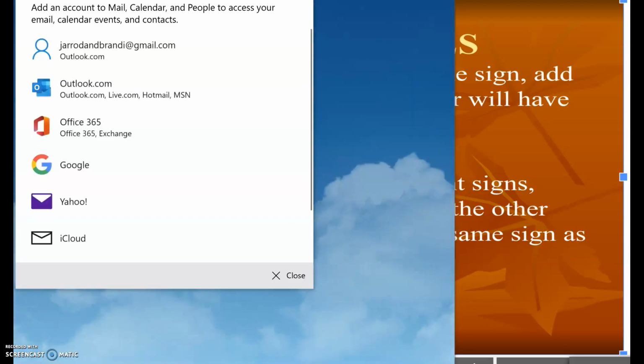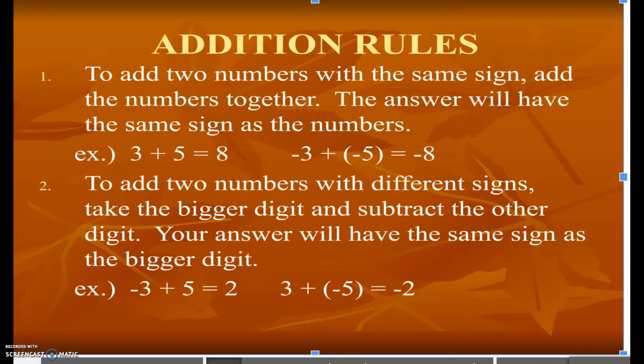Let's get that closed. You can look at the examples on the bottom. They subtracted the numbers. 5 minus 3 is 2. And since we went more in the positive direction, 5 is bigger than 3, it ends up being a positive 2. And then the exact opposite happened there.